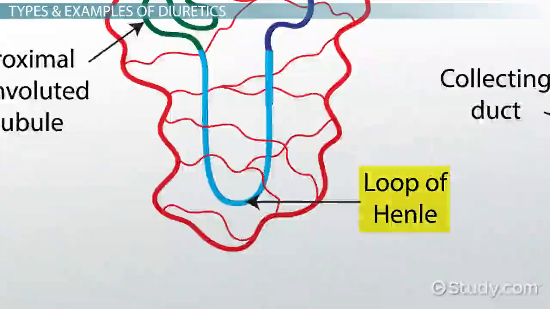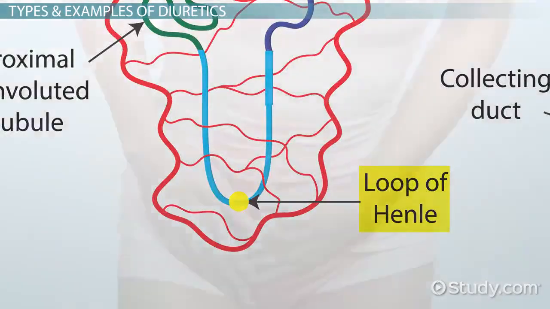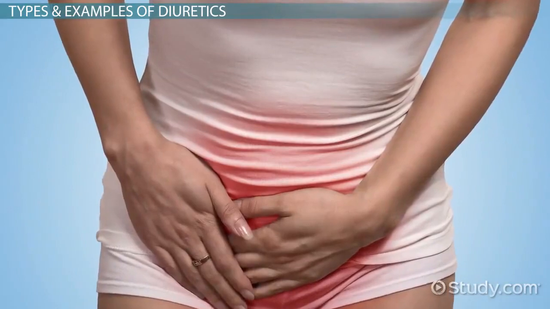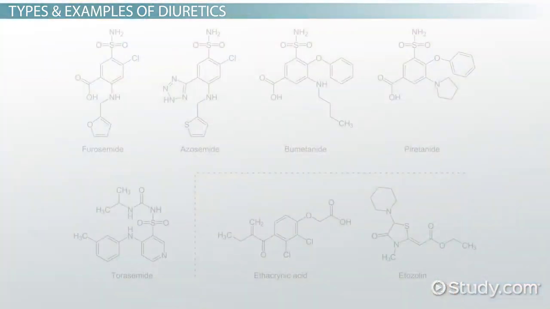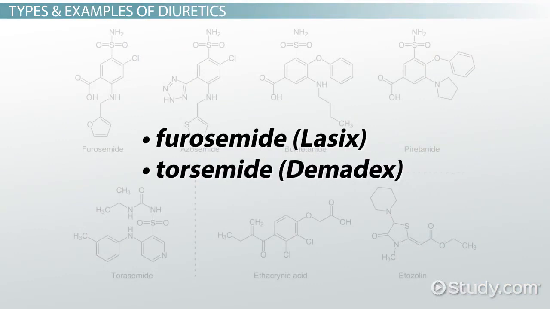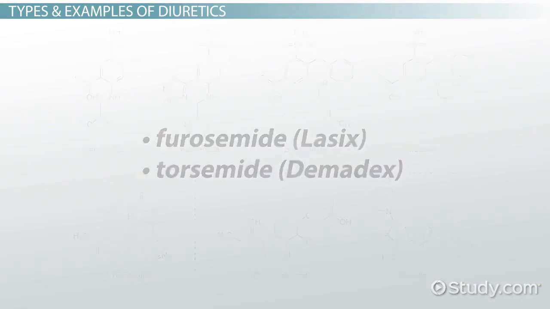First, it targets the loop of Henle in the kidney. Secondly, it is an especially potent diuretic, causing a high volume of urine to be excreted. Some examples of loop diuretics include furosemide, Lasix, and torsemide, Demadex.